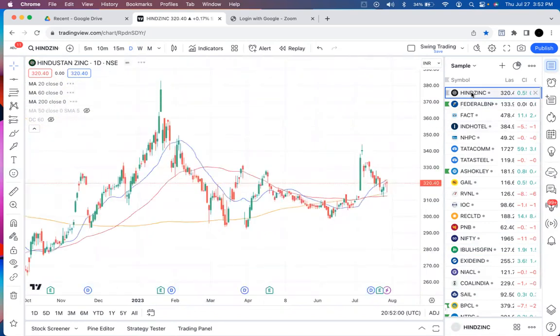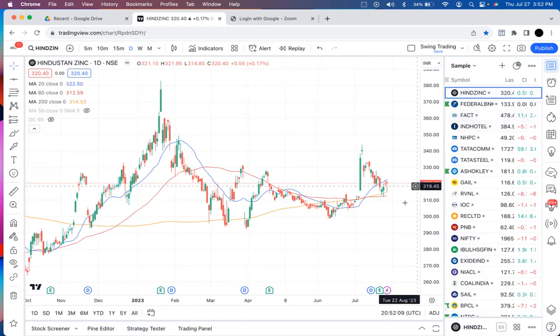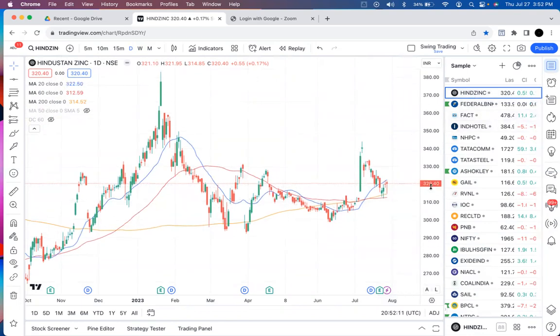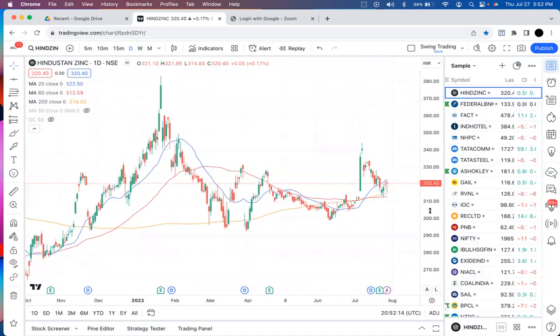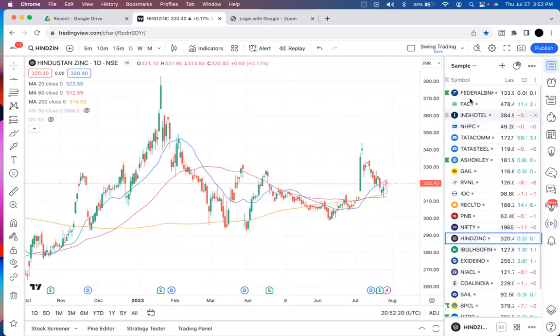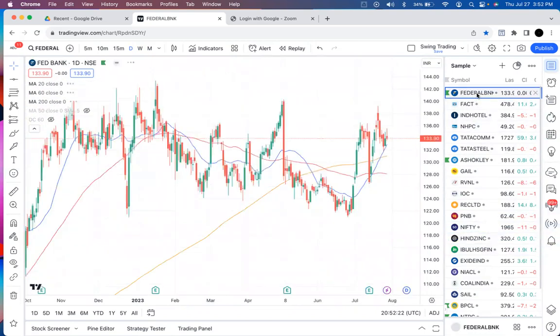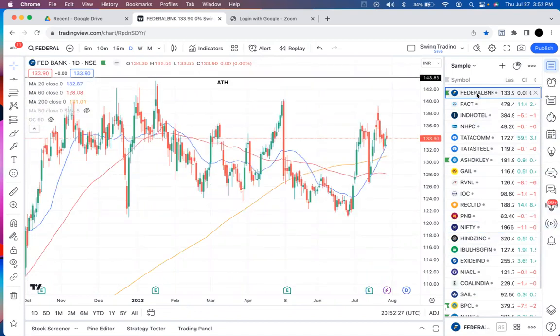Hindustan Zinc, what does it do on the daily chart? Not so good, right? The 20, the 60, the 200, it's barely there, not quite. But I'm going to move it below the Nifty because it's not looking that good on the daily chart. Federal Bank on the daily chart, the 200 is too high. Look at that. So I'm going to move that below the Nifty.